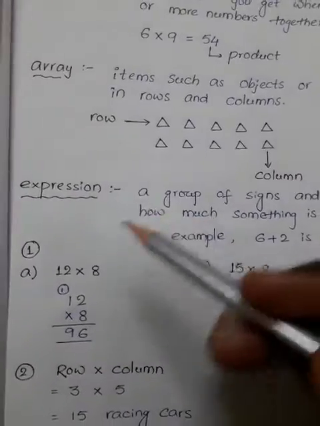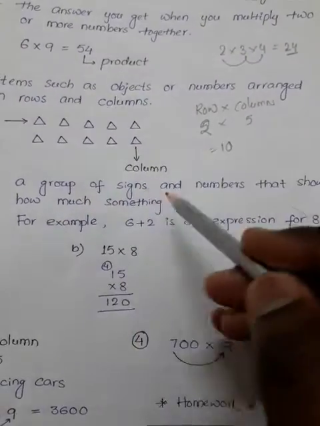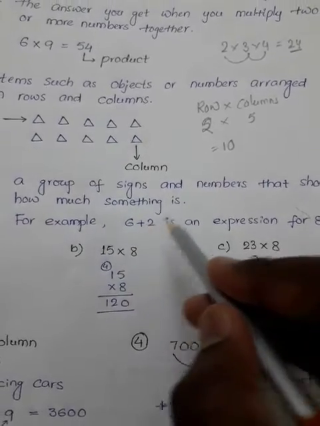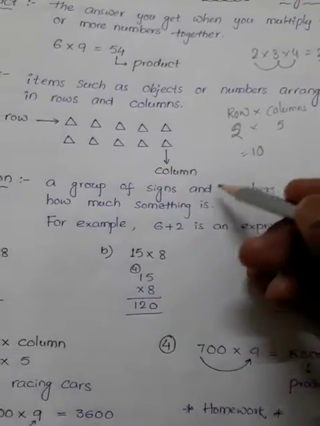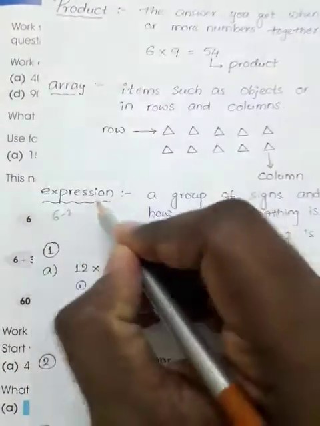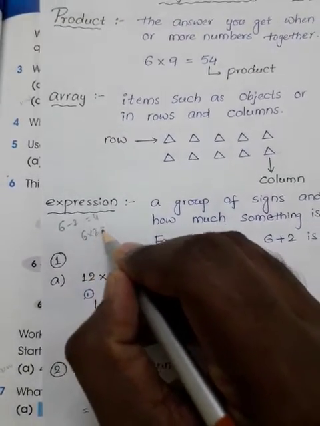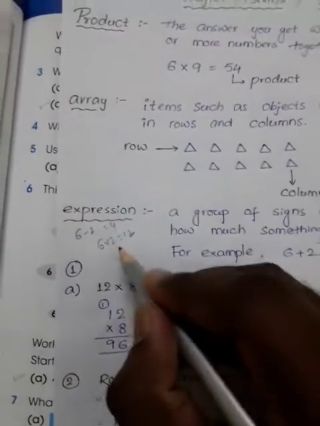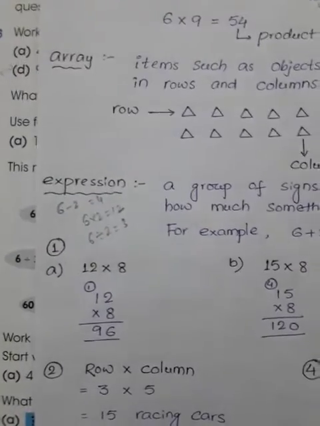Okay. Now expression. What is the meaning of expression? A group of signs and numbers that show how much something is. For example, 6 plus 2 is an expression for 8, right? Not only plus, you can use minus also, like 6 minus 2. 6 minus 2 is how much? 4. This is also one expression. 6 multiplied by 2 is equal to 12. This is also an expression. 6 divided by 2 is equal to 3. This is also an expression.